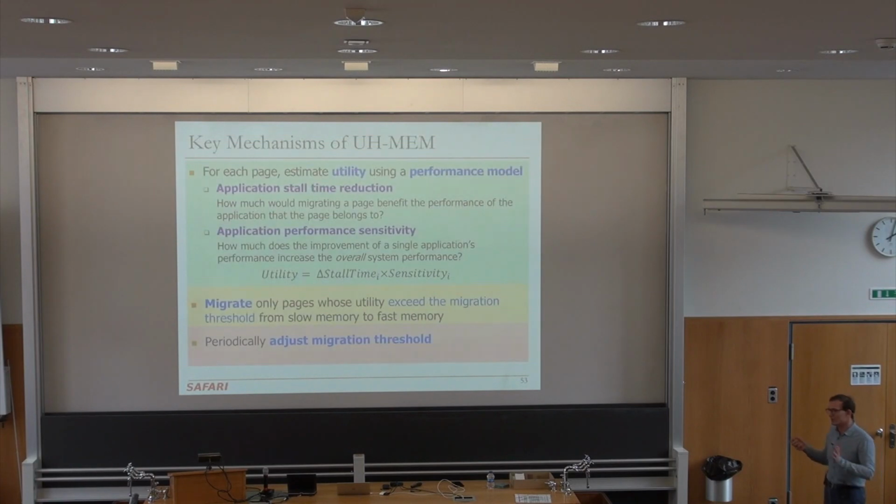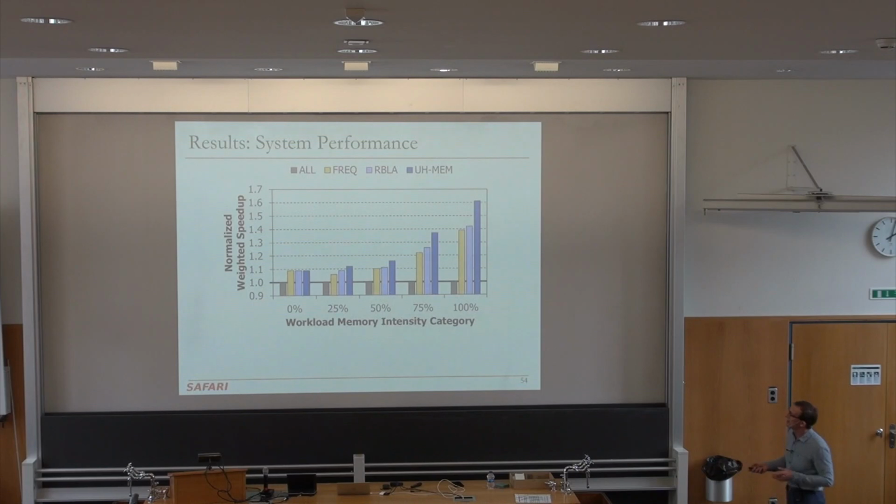Okay, so let me give you the key results. This is actually better than all of the previous mechanisms that we described. I haven't described everything over here, but basically this is the weighted speedup compared to three different mechanisms. RBLA is what I described earlier, row buffer locality aware management, which takes into account row buffer locality and also reuse as well as write intensity of an application. For the full mechanism, you should read the paper that I briefly described.